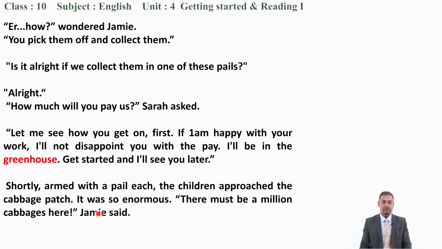Okay? Shortly, armed with a pail each, the children approached the cabbage patch. It was so enormous, there must be 1,000,000 cabbages here, Jamie said. Now, what is the highlighted word here again? Oh yes, greenhouse. Now you pronounce it once.